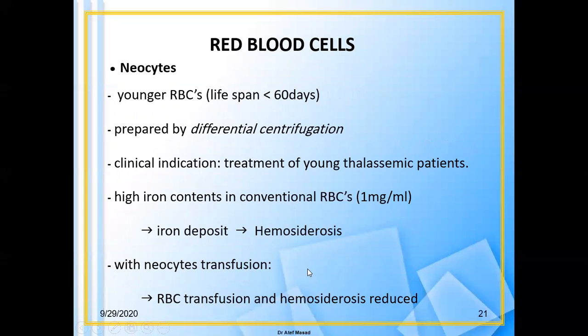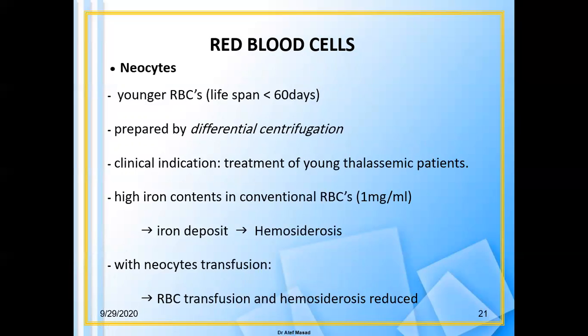Red blood cells. Another type of red blood cells is the neocytes. Neocytes is a term for the younger RBCs. RBCs have a lifespan of 90 to 120 days, but young RBCs have a lifespan of less than 60 days, which we call neocytes.